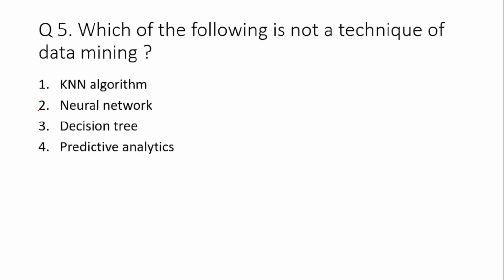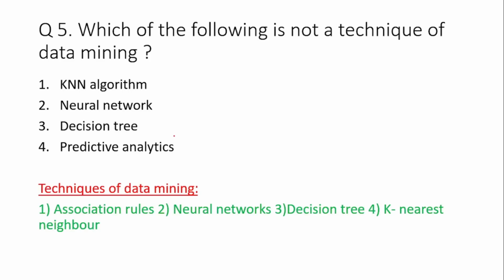Let's move on to the next question. Which of the following is not a technique of data mining, right? So the options are KNN algorithm, neural network, decision tree, or predictive analytics. I hope you got the answer. Let's discuss. The various techniques of data mining are basically association rules, neural networks, decision tree, K nearest neighbor. K nearest neighbor is nothing but the KNN algorithm. So looking at these options and the answer, the correct option should be option number 4, that is predictive analytics, which is not a technique of data mining, right?